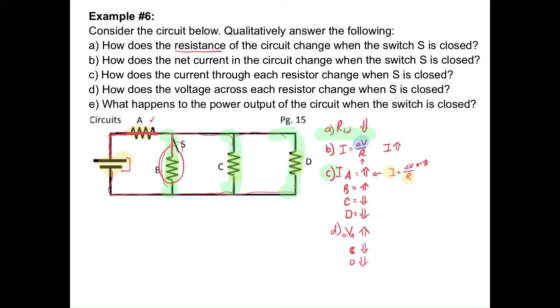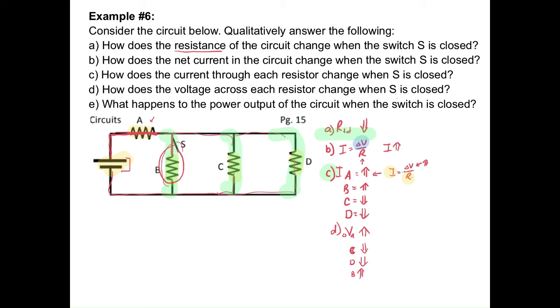And then lastly, we need to look at B. Now remember, there was no current going through B initially when the switch was open. So if there was no current going through there, there would be no potential difference. The fact that now there's current flowing through there just means that the potential difference across B is greater than what it was before.